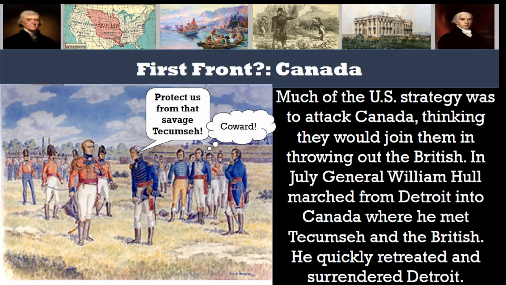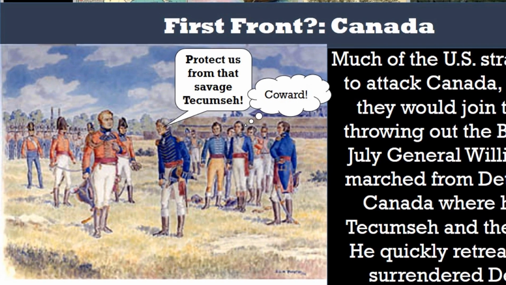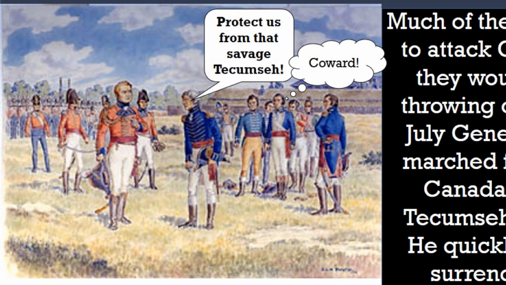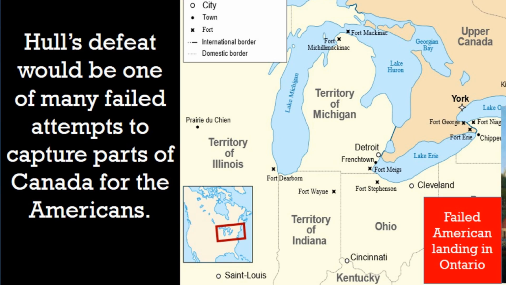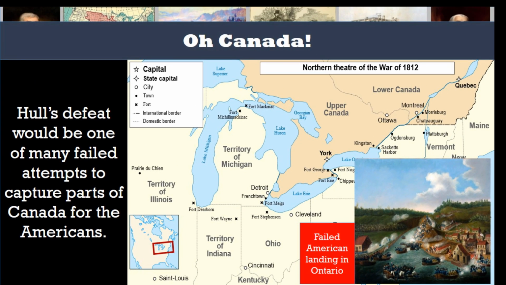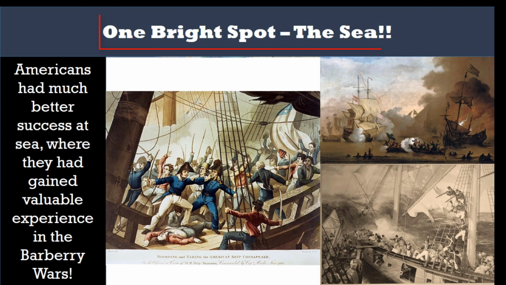In July, General William Hull marched from Detroit into Canada, where he met Tecumseh and the British. He quickly retreated and surrendered Detroit, as his troops reported that he was scared to death of being savagely tortured by the Native Americans. Hull's defeat would be one of many failed attempts to capture parts of Canada for the Americans, ending a dream that Canada might actually want to become part of the United States. However, there was a bright spot for the Americans, and that was at sea.